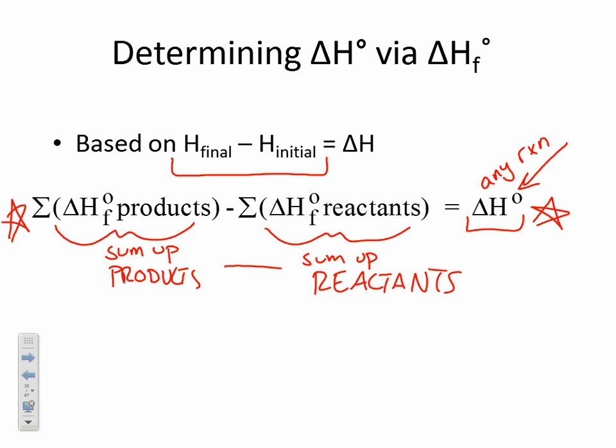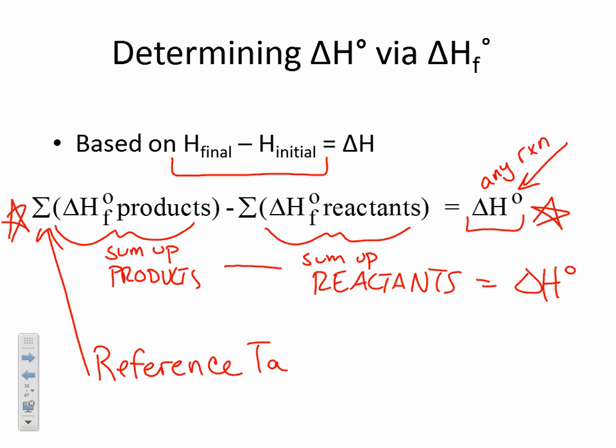Products minus reactants will give you delta H for any reaction at all. So if you're given delta HF values and you're asked what's delta H of this totally different reaction, you're probably meant to use those delta HF values to do products minus reactants. This equation right here is on your reference table. It is in the thermodynamics section. So you have that. You're absolutely told this reaction.